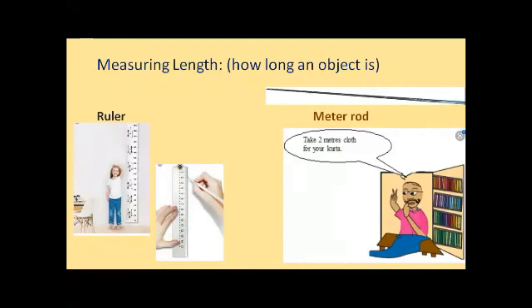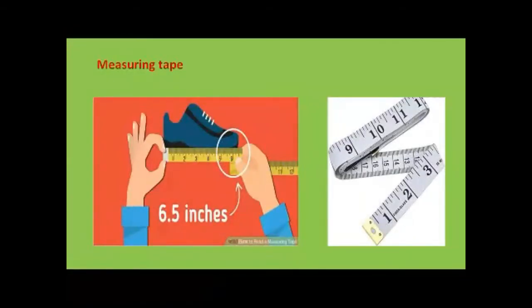I'm repeating again. There are three things we use to measure the length. Number one is the ruler. A ruler you usually use in your drawing classes. Okay, the meter rod and the measuring tape. Got it? These three tools are used to measure the length. And what is length? How long something is. Got it? Are you getting my point, beta?